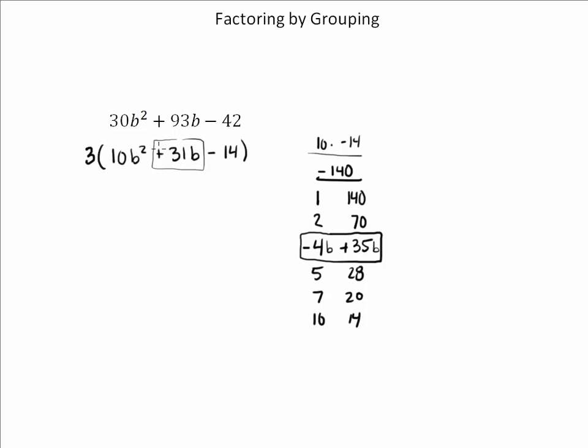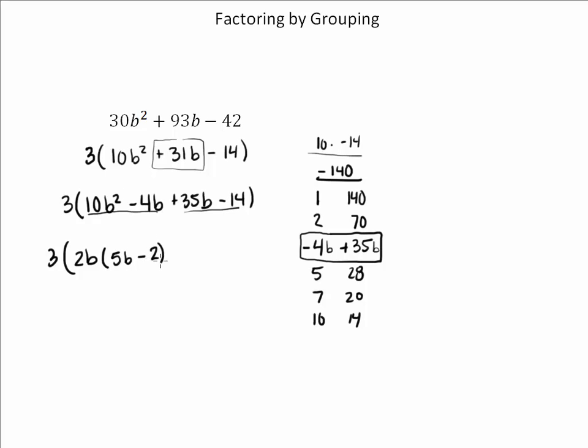So here we go. I'm going to replace this guy with those. So I've got 3 times 10b squared minus 4b plus 35b, right? Replace this with these, minus 14. Now we'll group, take a look at those two, see what they're divisible by, take a look at those two, see what they're divisible by. I'm going to copy that 3 down. So take a look at these. They're both divisible by b, and they're both divisible by 2. So I can pull out a 2b. And that leaves me with 5b minus 2.